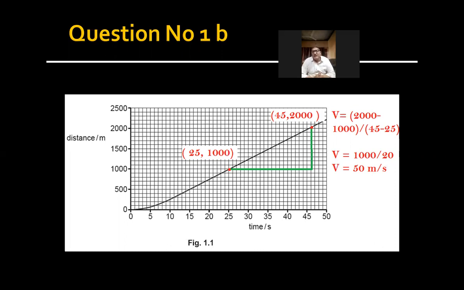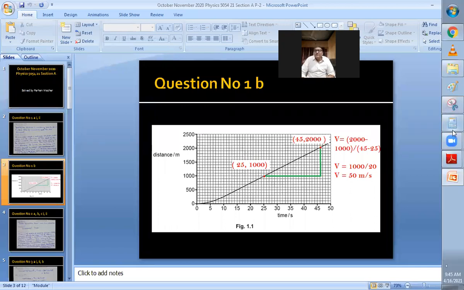You have to mark these points which you have taken, whose coordinates you have noted on the graph, and like this green color triangle you have to make, and then you have to show your calculation for the gradient. The gradient of the distance time graph is equal to the speed of the object, and that is 50 meter per second. So let me check the marking scheme.